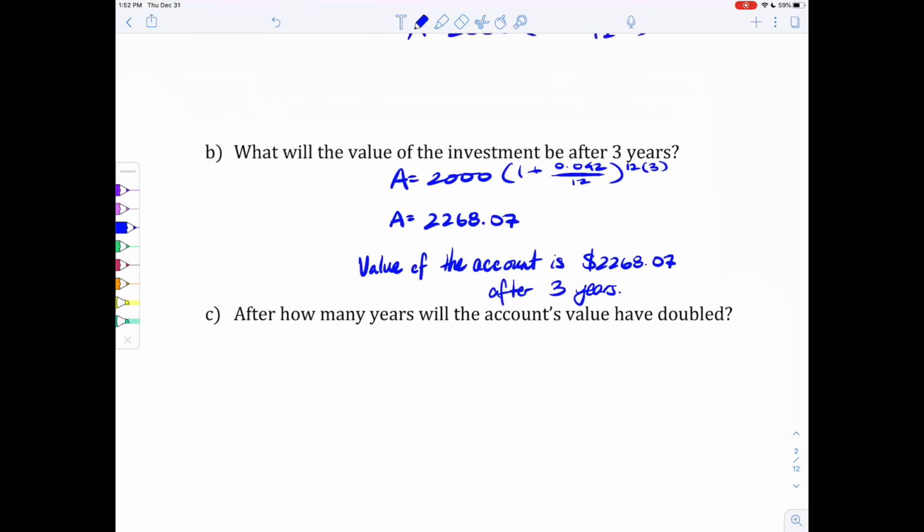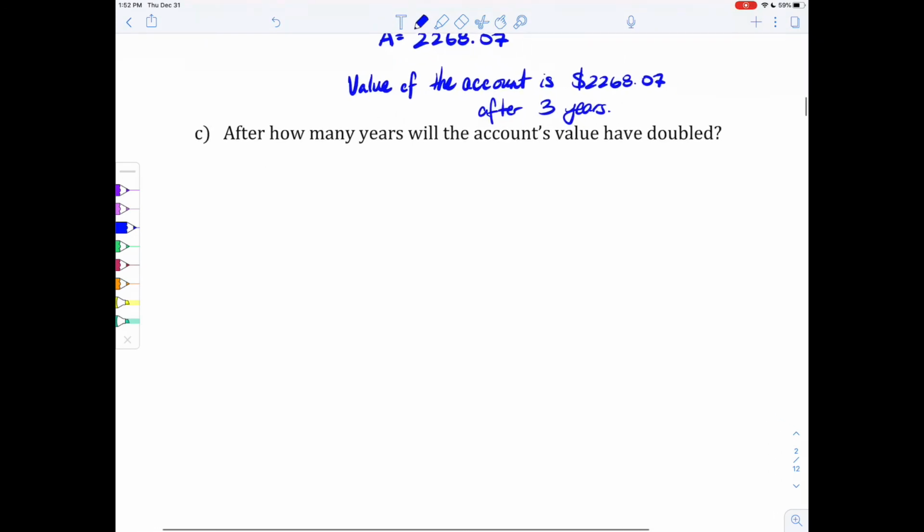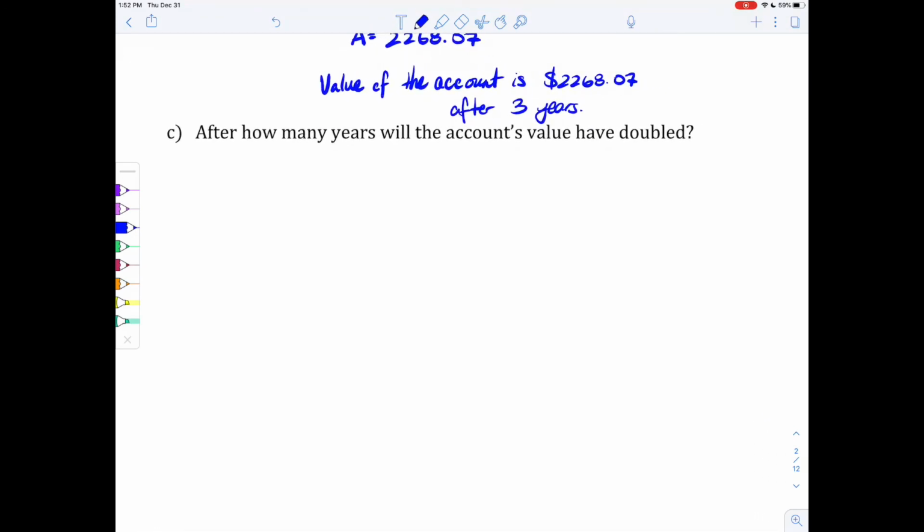So we're going to try things, and we're going to use a little bit of number sense to decide what to do. Feel free to try some values at this point. Plug in different values for t and see how many guesses it takes you to get to the answer. See how many whole years we can say it takes for this account value to double.